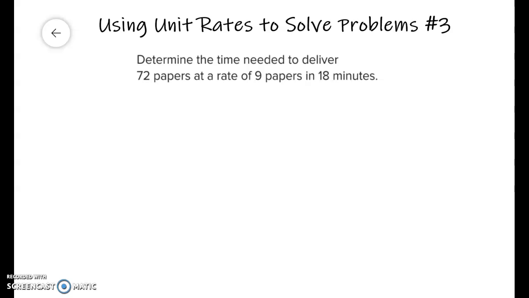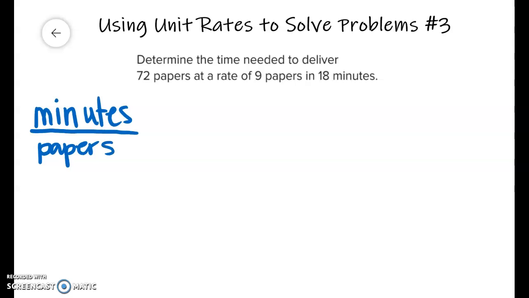So just one observation here. When I set up a rate, I really like the larger number to be on top. So when I read this question and I see that we are comparing papers and minutes, and I see that the minutes is the larger value, it's totally okay to put minutes on top and papers on bottom.